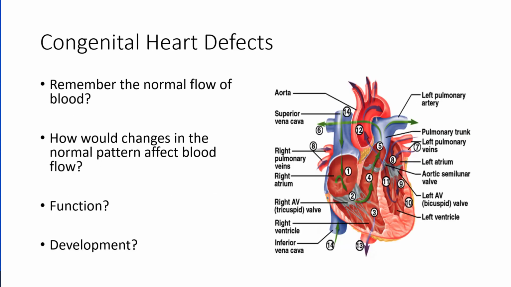The thing I want you to bear in mind is to remember the normal flow of blood through the heart, and then think of how it changes in that normal pattern of blood flow, how that may affect function and pumping performance of the heart, then exercise capacity, and how that may affect development. If a kid has a weak heart or a heart that's not effective, it's going to be hard to move. And kids learn by playing. If they can't move, they can't play, they can't explore their environment, and it's going to affect their learning. Even if there isn't some direct change to the nervous system, there may be secondary or extrinsic consequences just from the heart itself not being as efficient.